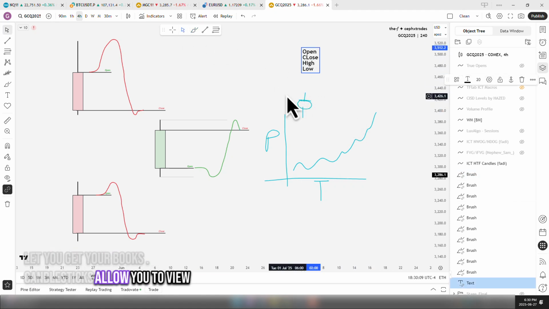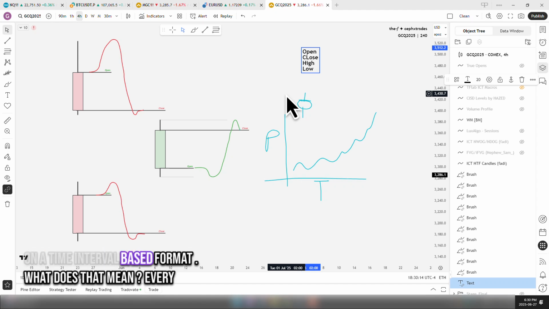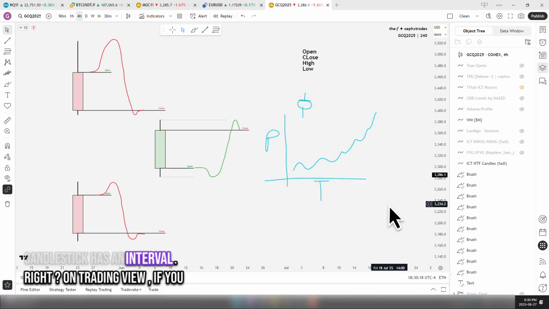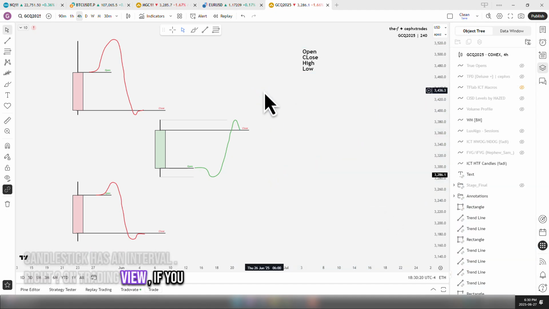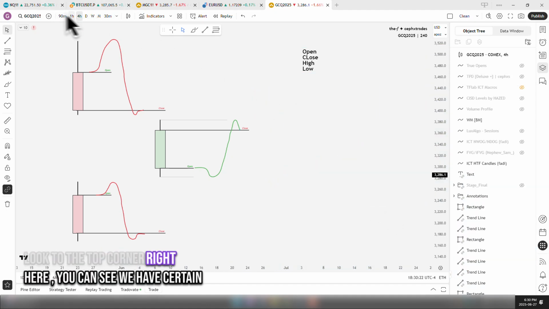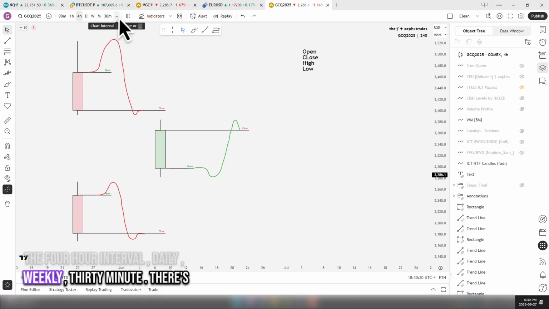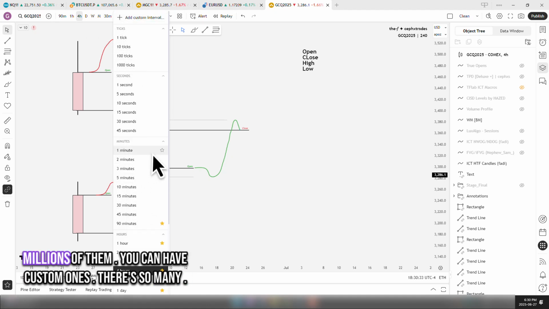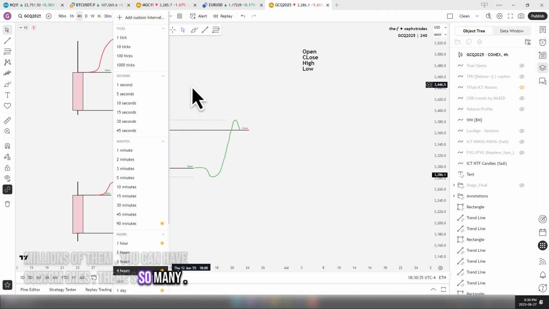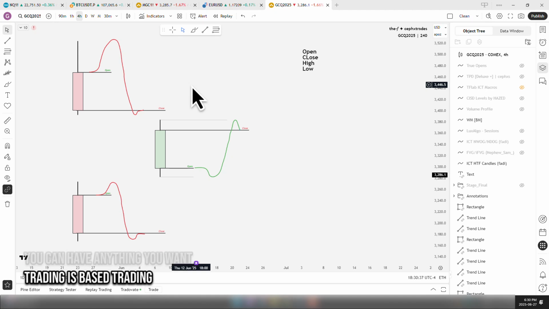Candlesticks allow you to view price on a time interval based format. What does that mean? Every candlestick has an interval, right? On TradingView, if you look to the top corner right here, you can see we have certain intervals. The 90-minute interval, the 1-hour interval, the 4-hour interval, daily, weekly, 30-minute. There's millions of them. You can have custom ones. There's so many. You can have anything you want.